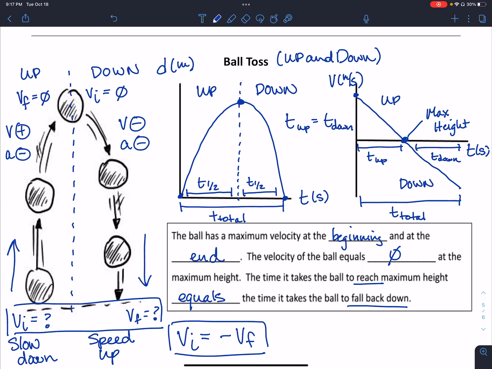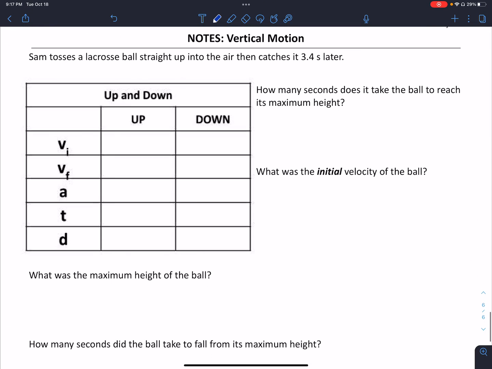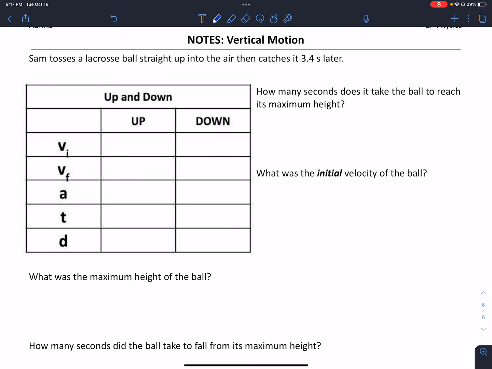So let's look at one last problem. This one's got a couple different parts. I've split my data table up into two pieces this time, up and down, but we've got our same variables: v initial, v final, acceleration, distance, and time. Here we have Sam tossing a lacrosse ball up into the air and then catching it 3.4 seconds later.